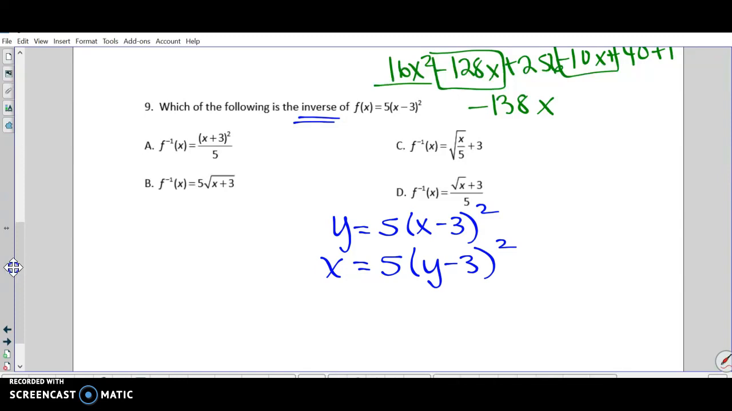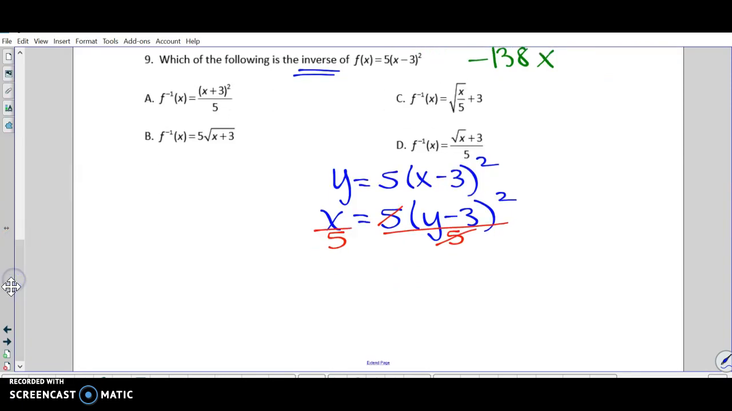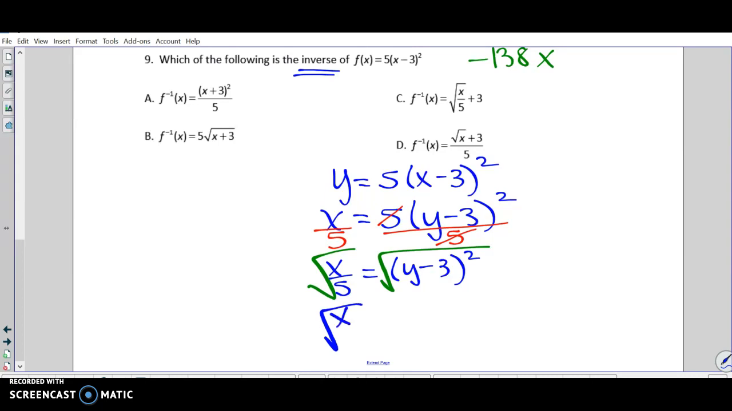So I can't take the square root yet because I've got this 5 out front. He's not being squared, so I can't take the square root to undo the square because he's in my way. So I'm going to go ahead and get rid of that 5, which leaves me with, I'm running out of room, x over 5 is equal to y minus 3 squared. Now I can get rid of that square because I've got everything else out of my way. This leaves me with the square root of x over 5. These undo each other, leaving me with y minus 3.